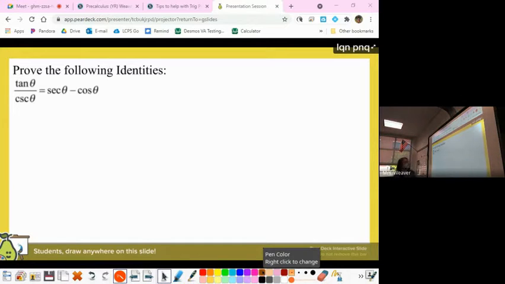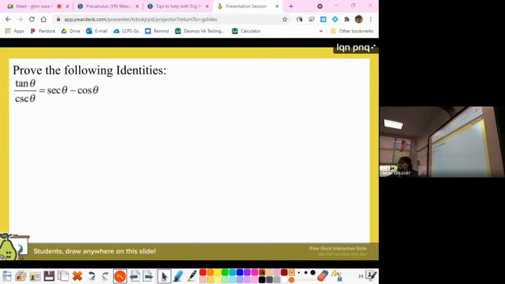Okay, so now this one I have put on separate slides. This is going to be our proof that takes the most steps, and you do have one similar to this in your minor summative today. So I gave us a little more room to work on this. Okay, we may need more than one column. So it says tangent theta over cosecant theta equals secant theta minus cosine theta.